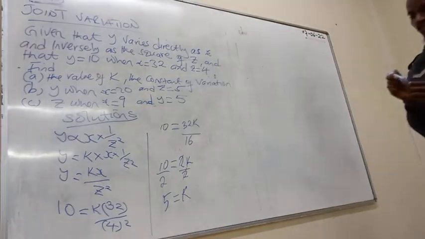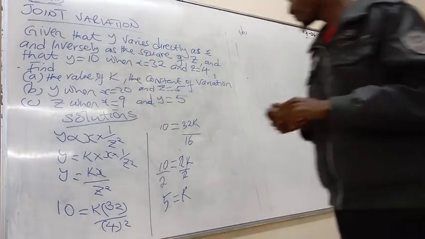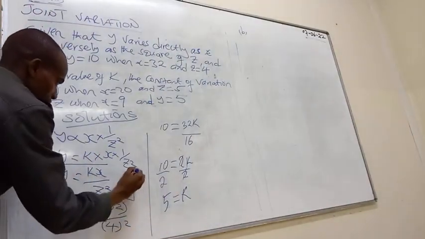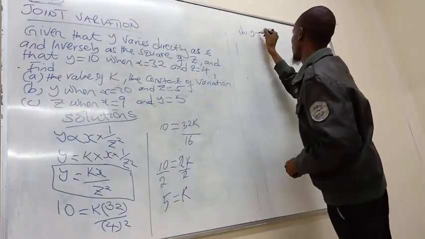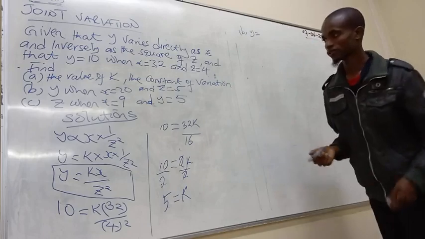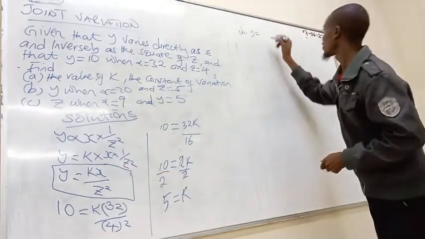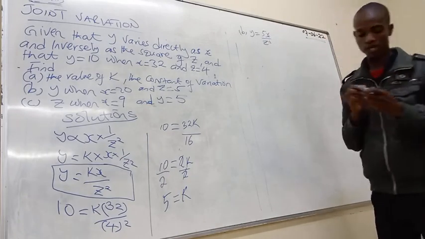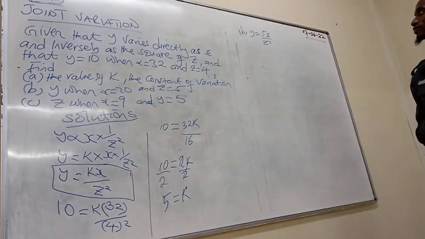Question B, they want us to find the value of y when x is 20 and z is equal to 5. So you come back here and get this formula. Remember the value of k is known, which is 5. So where there is k, we put 5. It will be y equals 5x over z squared.